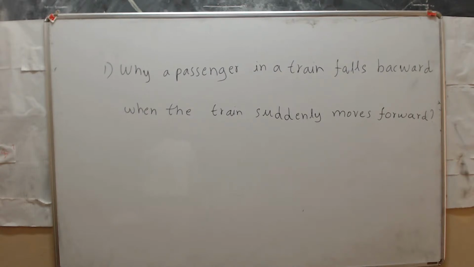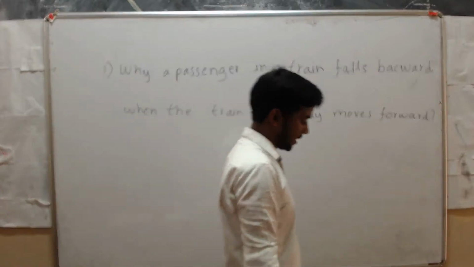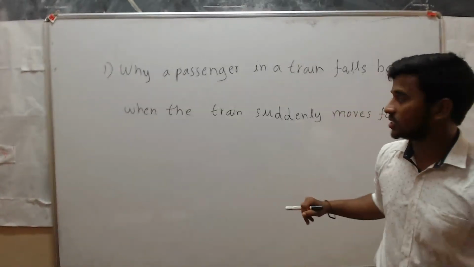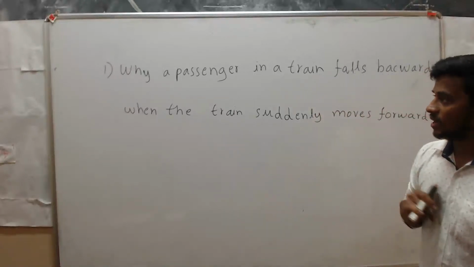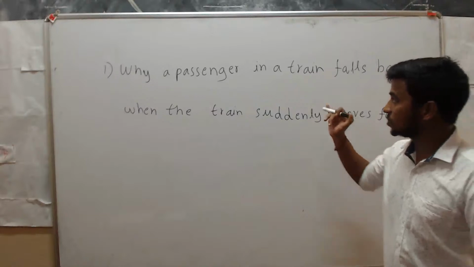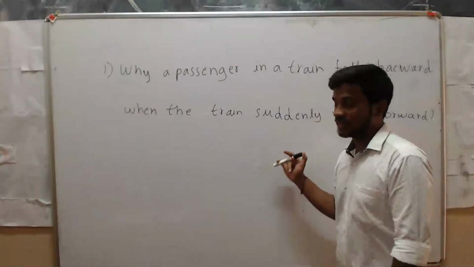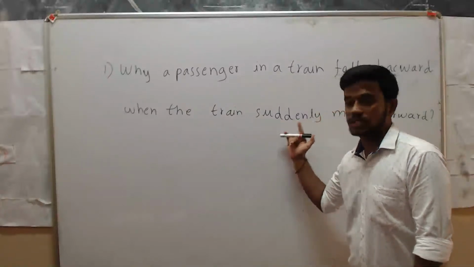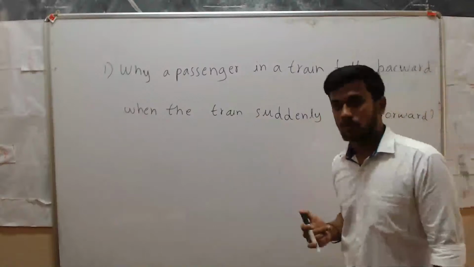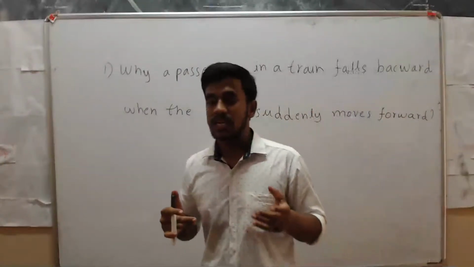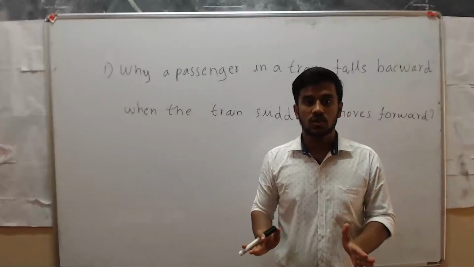See here, initially the train is at rest, and the passenger is also at rest. The loco pilot applies force to the train, not to your body. So the train changes its state from rest to motion. But no one is applying force to your body, so your body is at rest. So your body tends to remain at rest only.